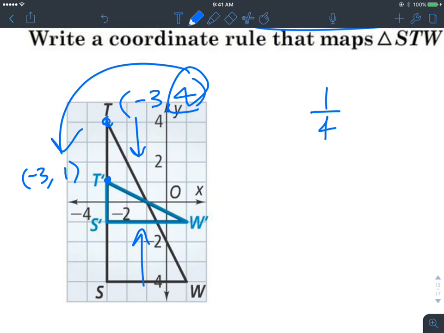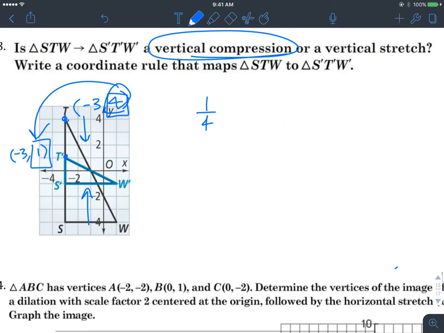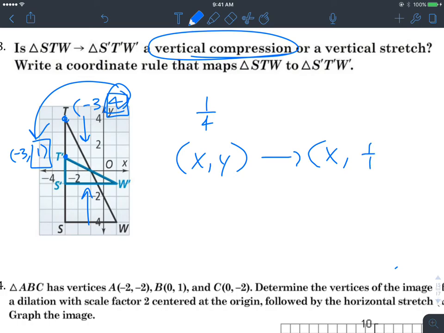Or you can almost think about it like scale factor. Just do the new y over the old y right there, or 1/4. So you're compressing it by 1/4 here. And the way you would want to write that is you're going to say we're going to take each (x, y), and the x's stay the same, but the y's will be 1/4 as much. So (x, 1/4 y) for that one. That'd be how you write that.